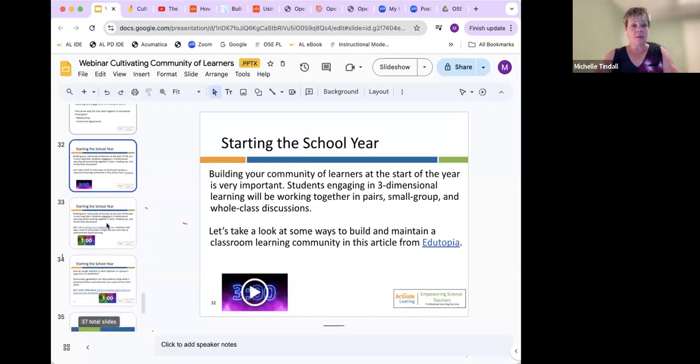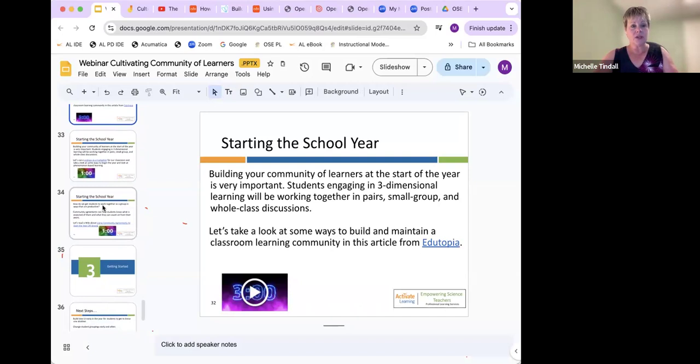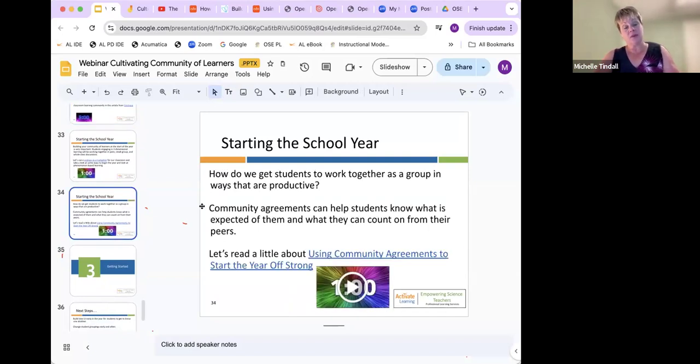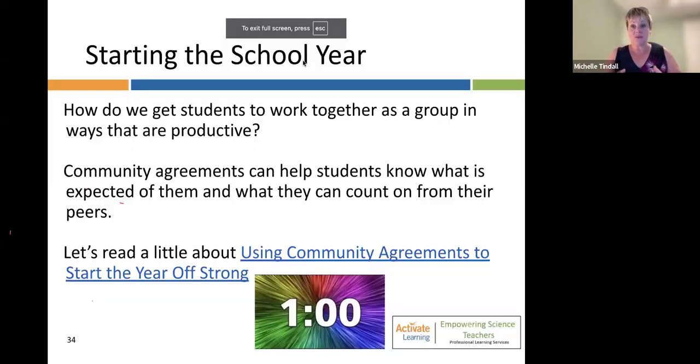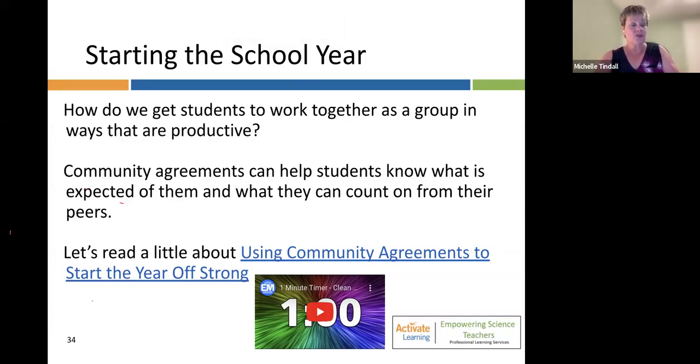Okay. Another opportunity for starting the school year is going to be creating community agreements. As we are bringing groups together, we as adults know that we oftentimes have meeting norms, right? And so it's helpful for students to have community agreements that will help them work together as a group. And there's an article here. We're not going to take the time to read it because I do want to get into what we can do with community agreements. So there's the article that you can read when you get a chance.